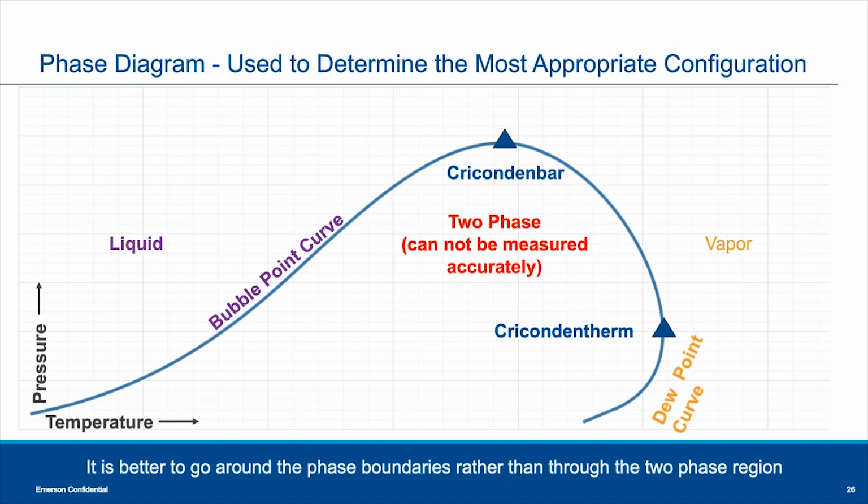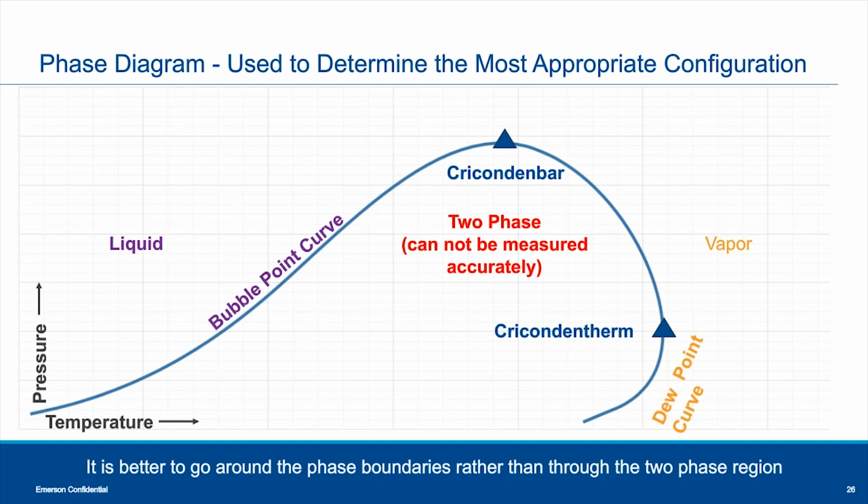There are 2 other points on the curve. You'll see the Cricondenbar, and that's the maximum pressure above which no gas can form regardless of the temperature. And the Cricondentherm is the maximum temperature above which liquid cannot be formed regardless of pressure. Let me say this again in case I sound like I mixed them up. The Cricondenbar is the maximum pressure above which no gas can be formed regardless of temperature, and the Cricondentherm is the maximum temperature above which a liquid cannot be formed regardless of pressure. That helps us determine, when you give us your composition, pressure, and temperature, where you're at and what we need to take into consideration.